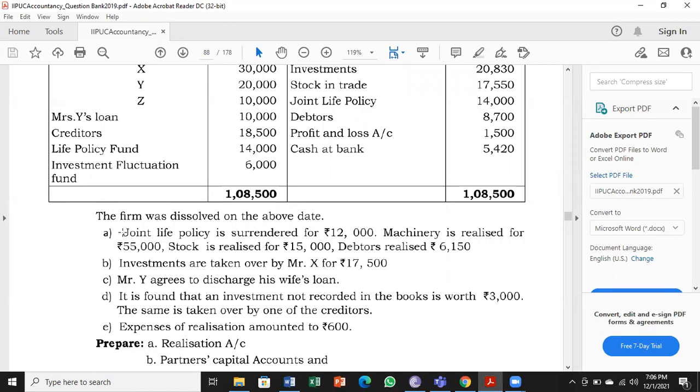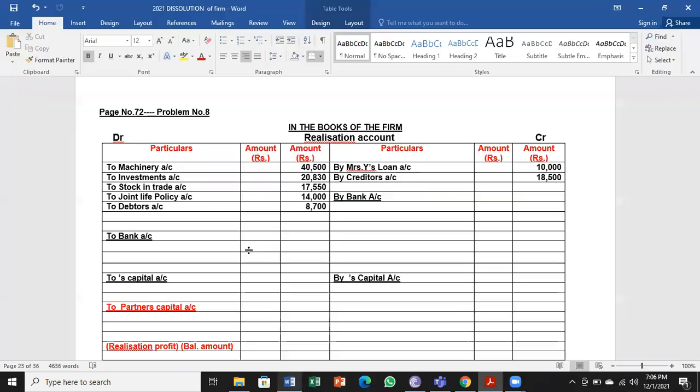The first one, the firm has sold some assets and converted into cash. So first one is A, joint life policy is surrendered for 12,000. All will come under cash at bank. So on the credit side, by bank account, under that, whatever the assets realized will come therein, because bank is the receiver of money. So debit bank account, credit realization account. So joint life policy surrendered for 12,000.